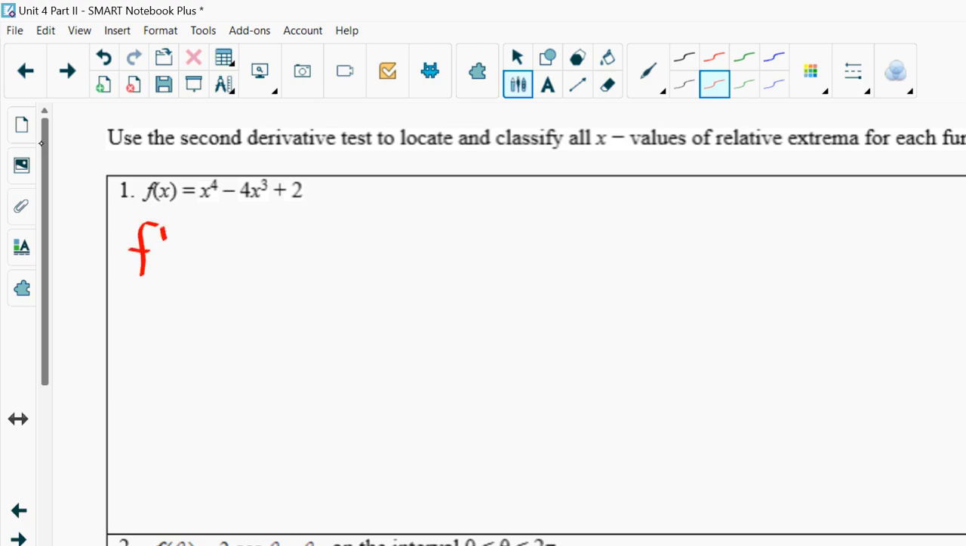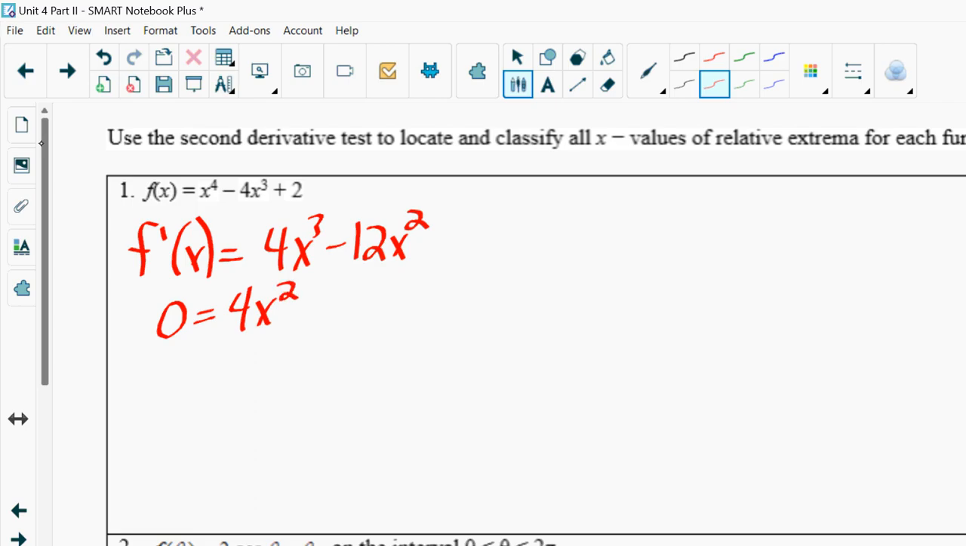So step 1 is I'm going to take the derivative, and I'm going to get 4x cubed minus 12x squared. The critical points come from the first derivative, so this is like what we did yesterday. I'm going to set that equal to 0, and I can factor out a 4x squared, which would leave me x minus 3. You agree with me on that? So I get x equals 0 and x equals 3. Those are my critical numbers.